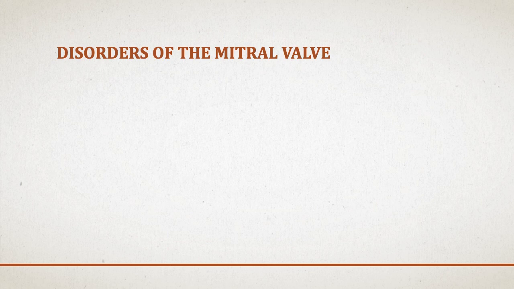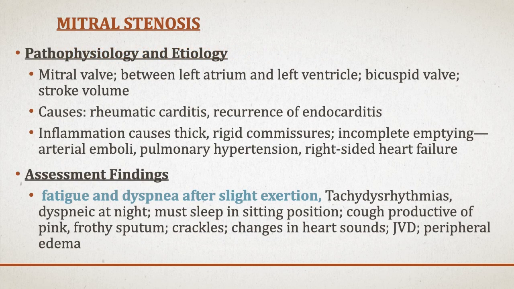So now we're going to move into mitral valve disorders. So mitral stenosis is when the valve, mitral valve, becomes narrow. And with that narrowing, you have a restriction of that blood flow. Now, causes can be rheumatic carditis and recurrent endocarditis. That inflammation causes the valve to become thick and rigid. That can result in incomplete emptying. You can also have arterial emboli.